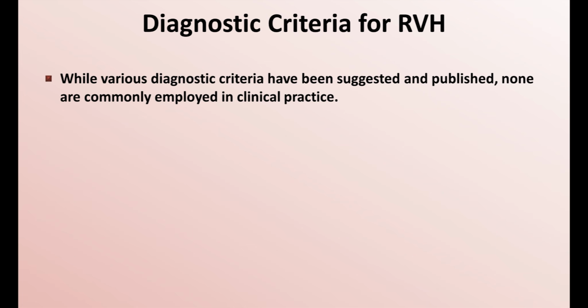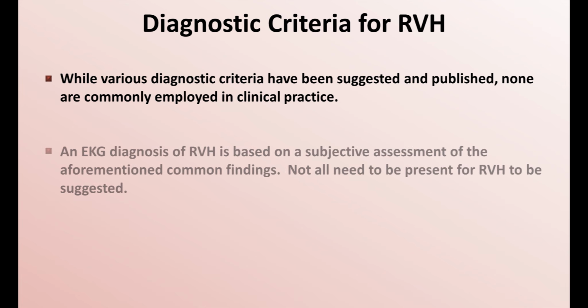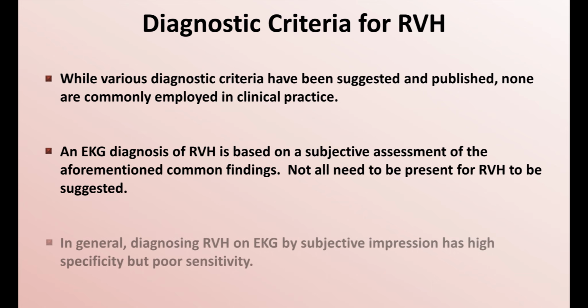As mentioned at the beginning of this lecture, often when learning EKG diagnosis, trainees are focused on memorizing specific diagnostic criteria. When it comes to RVH, while various diagnostic criteria have been suggested and published, none are commonly employed in clinical practice. Instead, an EKG diagnosis of RVH is based on a subjective assessment of the aforementioned common findings. Not all need to be present for RVH to be suggested. In general, diagnosing RVH on EKG by subjective impression has high specificity but poor sensitivity.